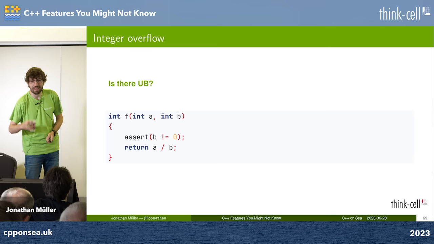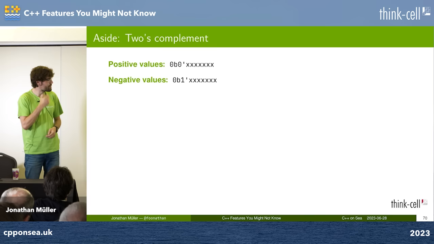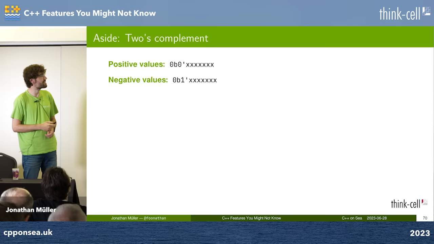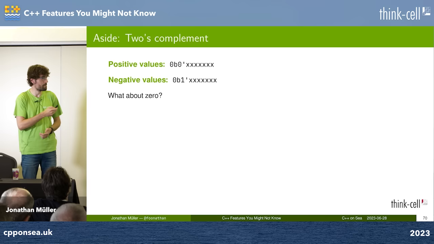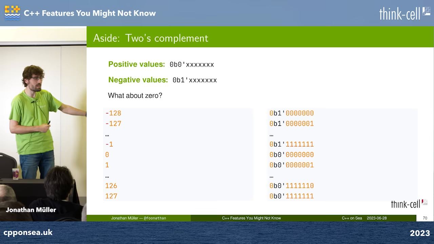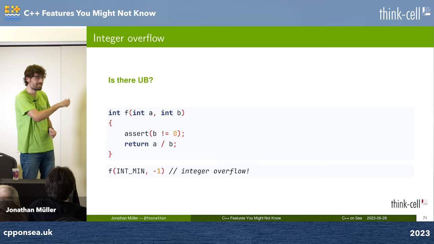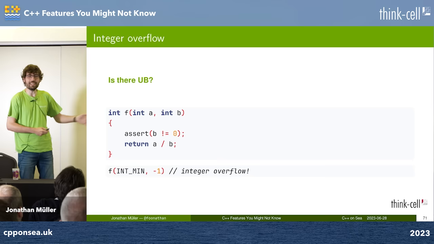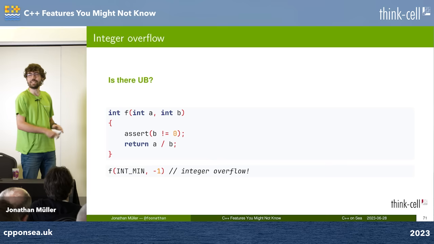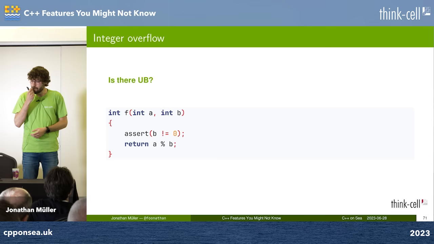Maybe, okay, two's complement. We've got positive values that start with a zero and then have a bunch of bits, and we've got negative values that start with one and then we have a bunch of bits. What about zero itself? Well, zero is considered a positive value, which means that we have more negative values than positive ones, because zero takes up one space. So we go down to minus 128, but up to 127. This means that if we divide INT_MIN by negative one, we have an integer overflow because the positive version of INT_MIN doesn't fit in an integer. It's INT_MAX plus one. So we can trigger an integer overflow in division, which is fun. And only this one combination of values triggers undefined behavior. What about modulo?